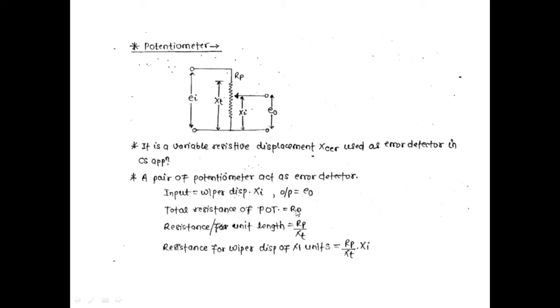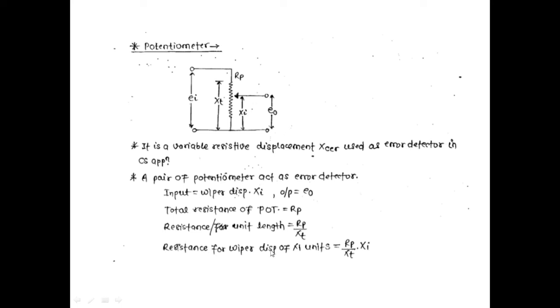Now, the total resistance of this potentiometer is Rp. The total length of this potentiometer is, let us say, Xt. So the resistance per unit length will be Rp divided by Xt, right? That is, ohms per meter.